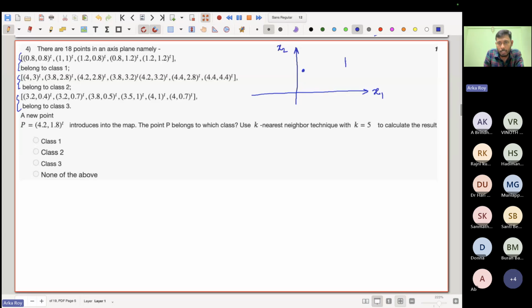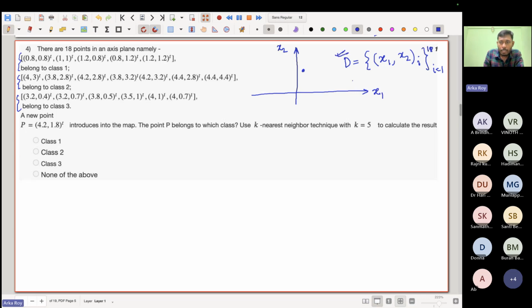So your data set basically looks like you have x1, x2, i. And this i runs from i equal to 1 to 18, because they have already told that you have 18 such points. Therefore, for x1, x2 you have 0.8, 0.8. The second sample would be 1, 1. The third sample would be 1.2, 0.8. Likewise, this is the data set that you have.